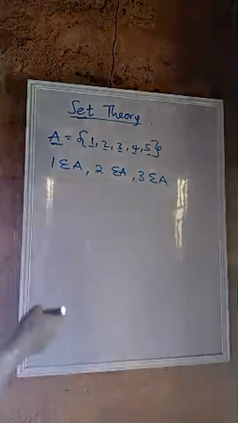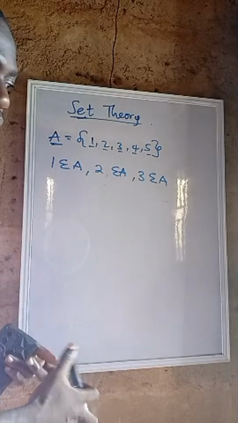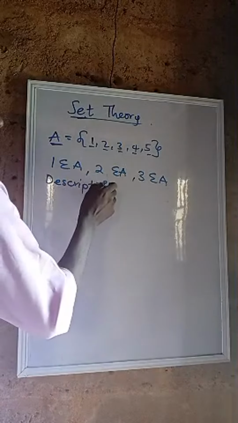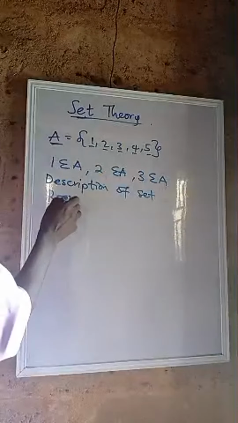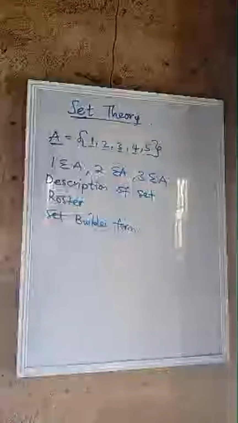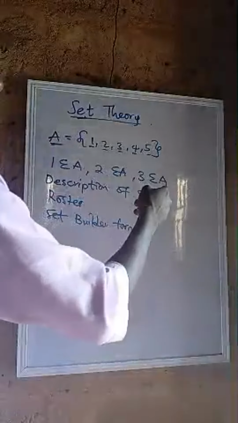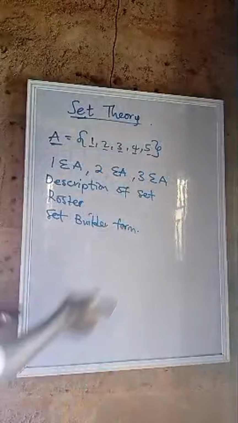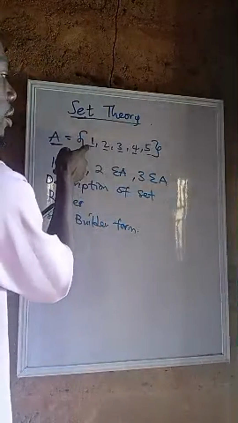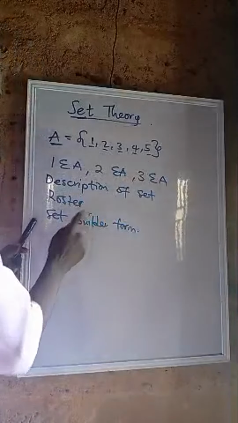Now another thing you need to know is that in writing sets, you write them either in roster form or in set builder form. Roster form or set builder form. Now for the roster form, it is a way of writing sets whereby you list out the elements within braces and separate them with commas. This set on the board here is in roster form, because I put down the elements within braces, these are the braces, and I separated them with commas. So that's roster form.